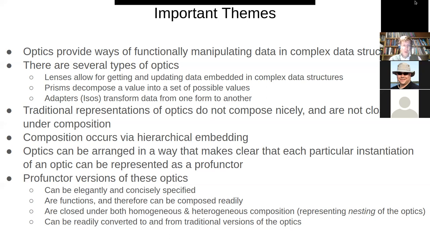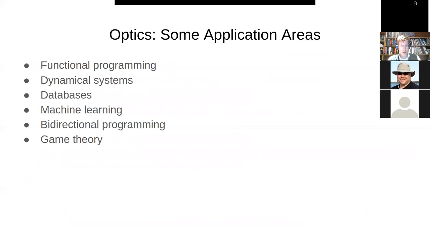And it's quite nice to represent these instead with profunctors. And that's what that Gibbons talk was all about, using the profunctor version of them. And here in Haskell, profunctors are arrows, or rather they're functions, and they can be composed. And it turns out the profunctor version can be elegantly specified, can undergo composition, and is closed. So you combine two and you get another one, and you don't get this weird situation where you combine two and get something that is sort of undefined. They allow both heterogeneous and homogeneous composition by embedding, by nesting. And they're readily converted to and fro traditional representations.